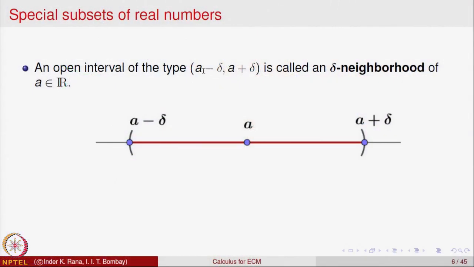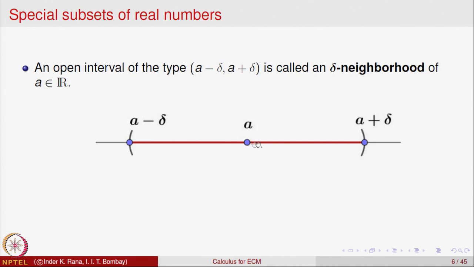So, consider an open interval of the following type: a is a real number, delta is a real number bigger than 0. So, look at a minus delta and a plus delta. So, geometrically you are looking at a point a, and you go a distance delta on the left, you will get the point a minus delta. Go to the right, you will get the point a plus delta. So, look at the open interval, this is called the left end point. So, left end point is a minus delta, the right end point is a plus delta.